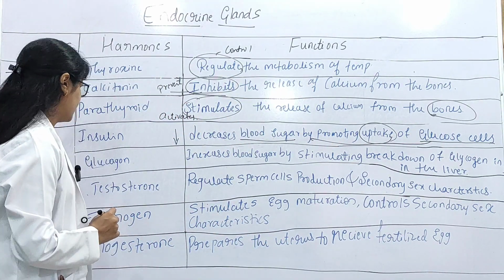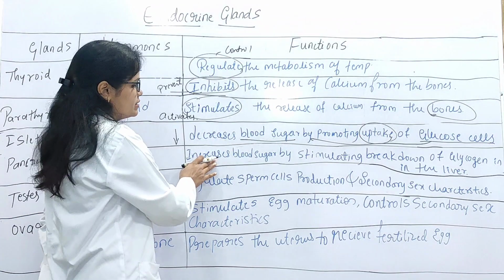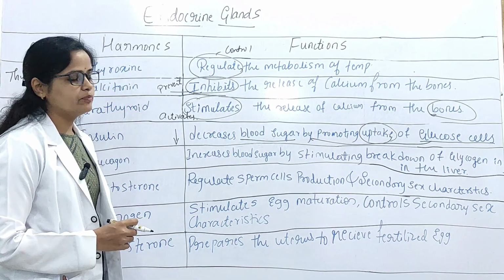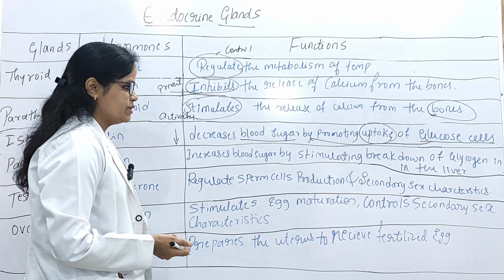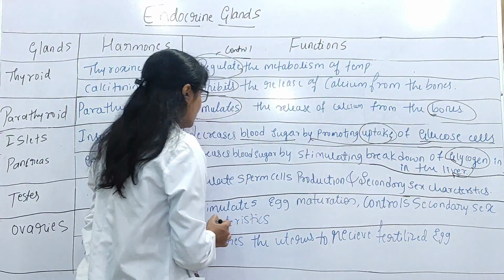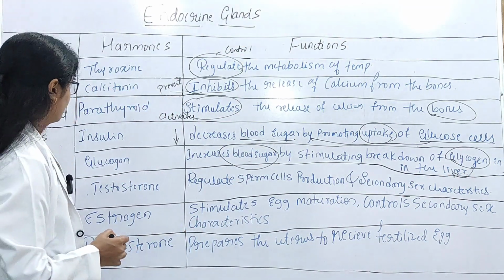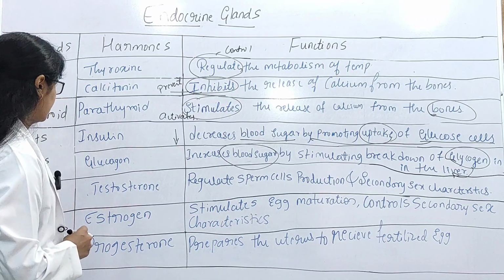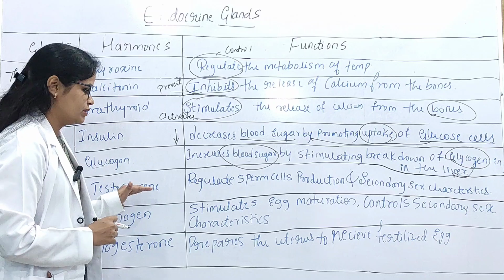And the next hormone is glucagon. Glucagon increases the blood sugar by stimulating the breakdown of glycogen in the liver. By breaking down the glycogen in the liver, it helps to raise the blood sugar. And the next gland is the testis. The hormone released from the testis is testosterone.